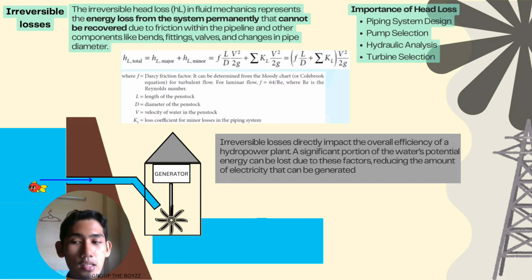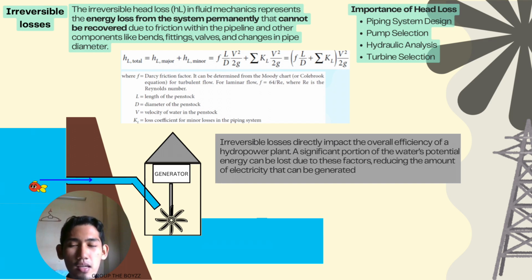For example, as the water flows through a long pipeline, friction with the pipe wall slows it down, reducing the energy available for the turbine. Similarly, if the turbine blades are not perfectly designed or maintained, some energy is wasted as heat or noise.